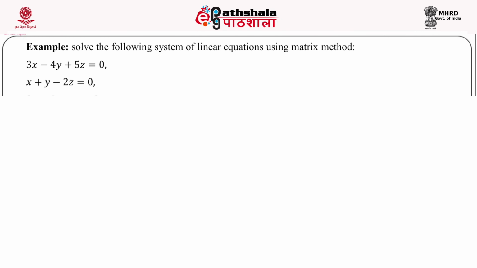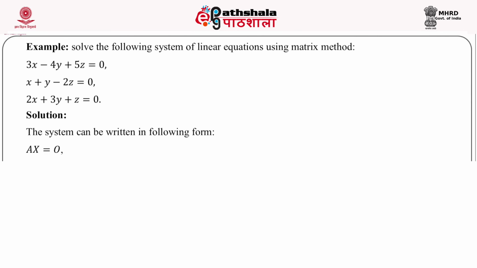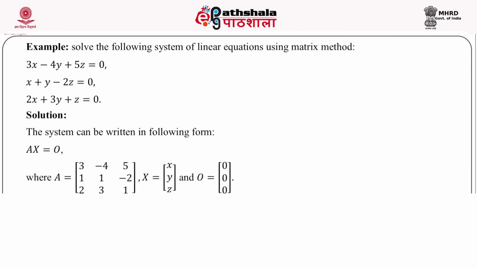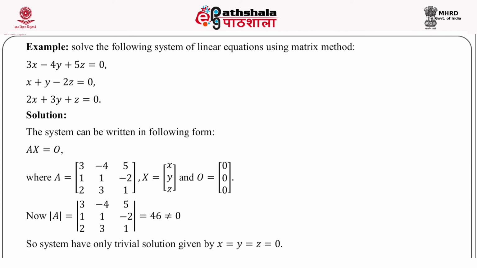Let us consider an example. Let this be a given linear homogeneous system. The system can be written in matrix form, where A is the coefficient matrix, X is the variable matrix, and the right hand side matrix is a zero matrix. Let's check the determinant of A, which is 46, which is non-zero. So A is a non-singular matrix. So the system has only the trivial solution, which is given by x equal to y equal to z equal to 0. So all the variables will have 0 value.